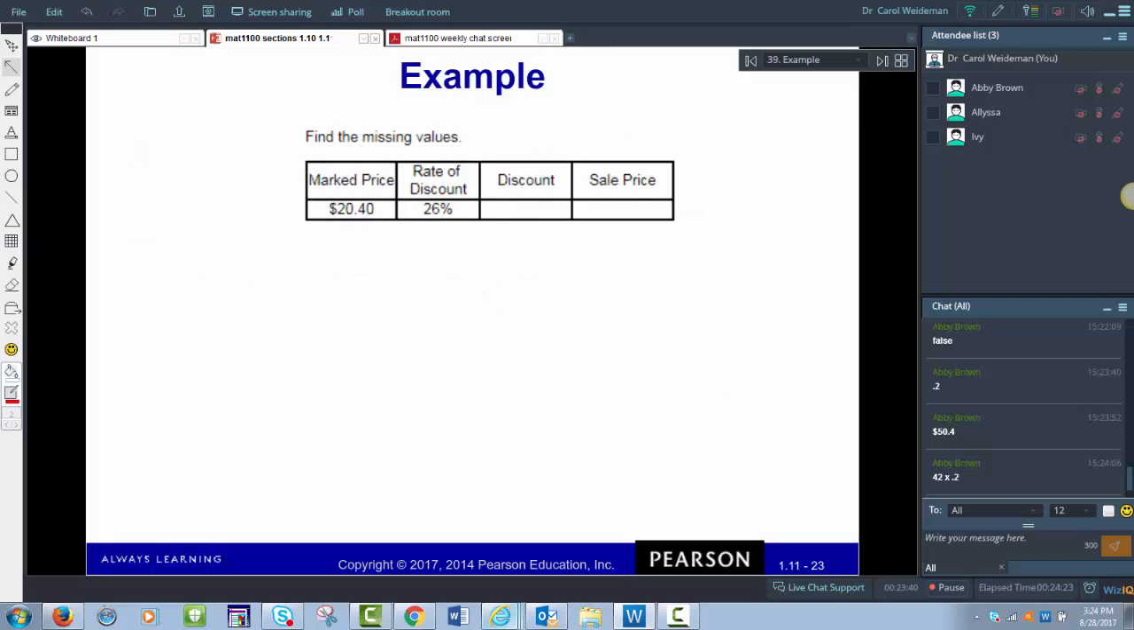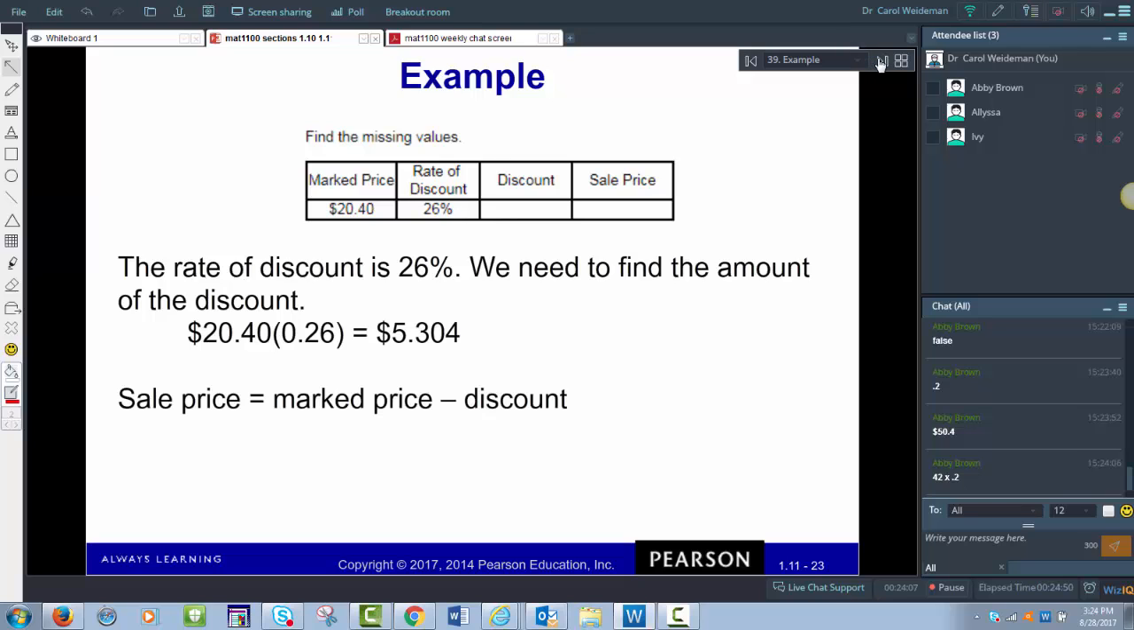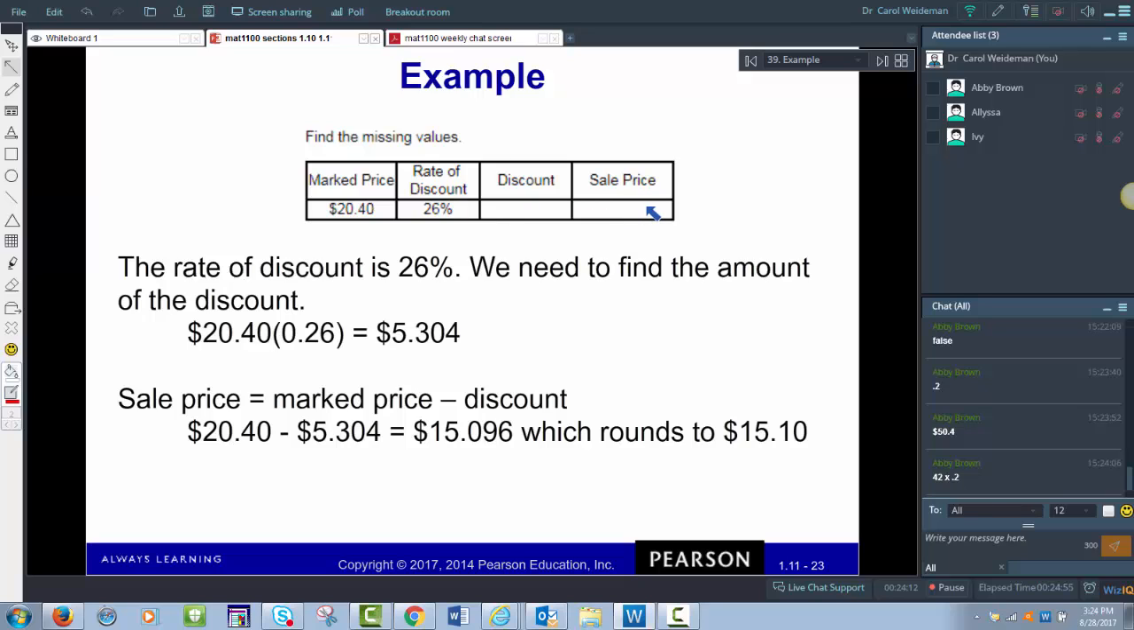Okay, fill in the missing pieces here. All right, so this is in your homework. This is why I wanted to show it to you. So it gives you the original price. It tells you what's the discount. You don't want to use a multiplier here because they want the discount and then they want the sale price. So to find the discount, I'm going to take 0.26 and multiply it by the price I started with. I'm going to keep all the decimals for a minute. I got $5.304. And then the sale price is going to be the marked price minus the discount. And so I get $15.10. So I've got $5.30 here and $15.10 here. You have a homework problem like that. That's why I showed it to you.